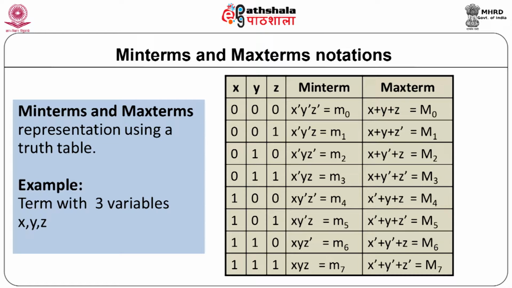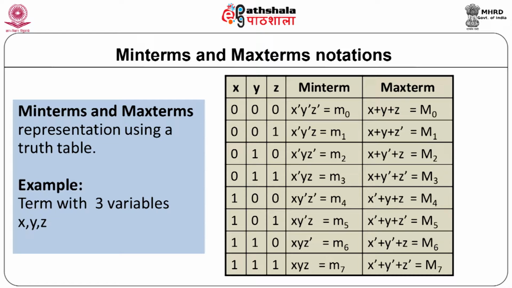So, for the input values 0, 0, 0, the min term can be written as complement of x ANDed with complement of y ANDed with complement of z, which is represented as lowercase m subscript 0. The same term can be represented as max term as well, which has the value x or y or z, which is represented by capital M subscript 0.